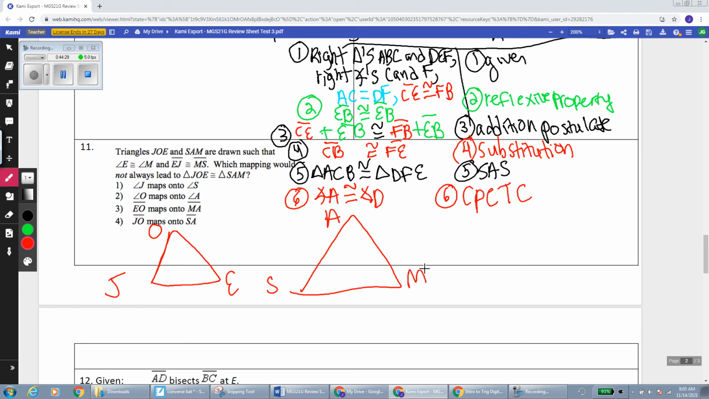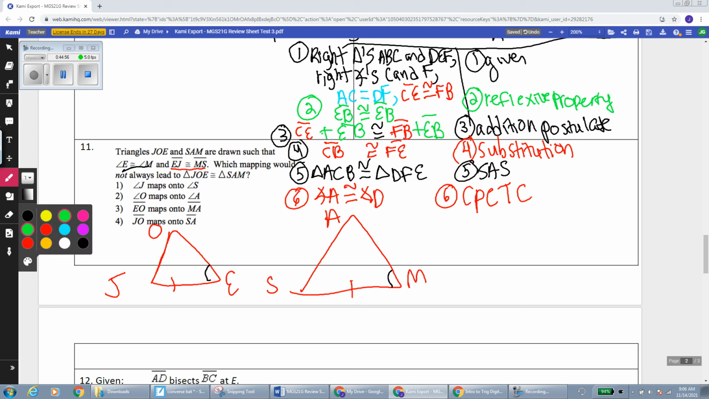Okay. Such that E maps up to M. E is congruent to M, I should say. That's what it says here. EJ is congruent to MS. And it's asking us which mapping would not always lead to them being congruent. So let's try out the answer choices.